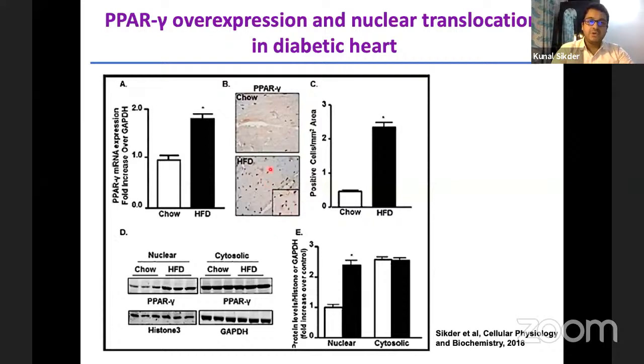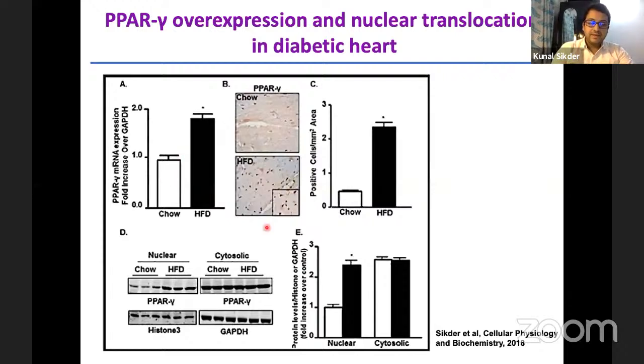And this is the immunohistochemistry picture. This is the chow, the regular heart. This is the cross section of the left ventricular heart. And the brown dots, I think you can see the brown dots. These brown dots mean the positive staining. And you can see here the brown dots are very few, which is quite understandable since this is a regular heart. And this is the high fat diet fed heart. And you can see there are a lot of brown dots present. So that means PPAR gamma is overexpressed. We also did real-time PCR to see the expression at the mRNA level, and the expression is almost double compared to the normal.